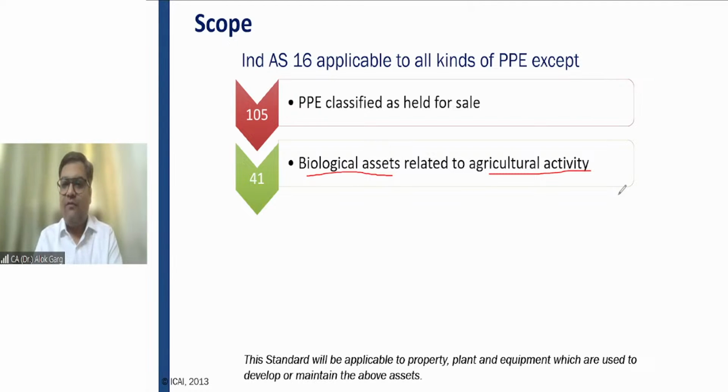Tea tree, coffee tree, they have a life of more than 100 years. Tea tree, coffee tree bear tea leaves, coffee leaves for more than 1 year, right? So friends, these plants are known as bearer plants, and bearer plants are within the scope of Ind AS 16, but biological assets other than bearer plants are outside the scope of Ind AS 16, right?